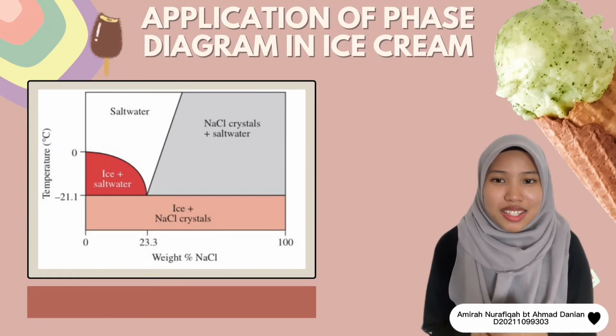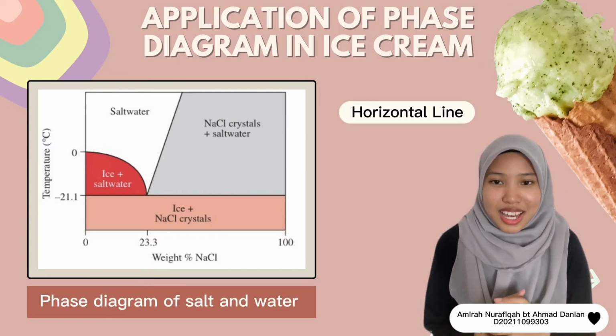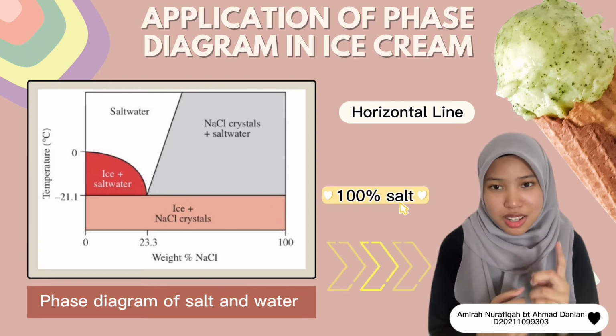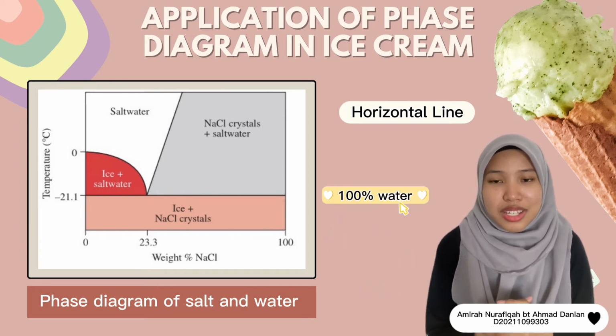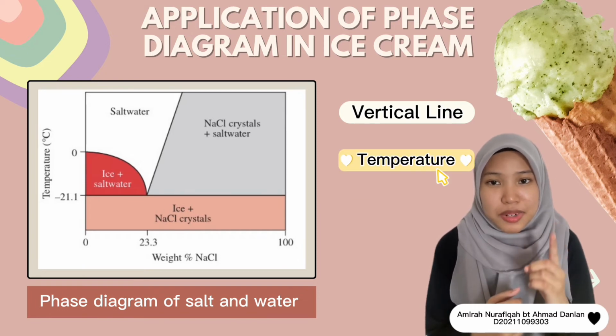Let's take a look at this graph. It's a phase diagram of salt and water. The horizontal axis represents the concentration of salt, NaCl. As you go further to the right, it means 100% salt, while going further to the left means 100% water. And the vertical axis represents temperature.